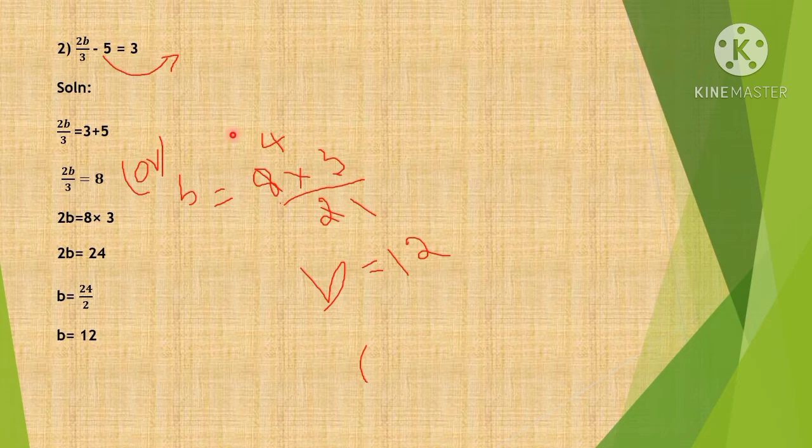Let's see the next problem. The next problem: 4 plus 5 into (p minus 1) is equal to 34. So this 5 is common for p and 1. So 5 into p, 5p. Then 5 into minus 1, minus 5. So first you want to simplify that. Take out the bracket, simplify and write it. So 4 plus 5p, then minus 5 is equal to 34.